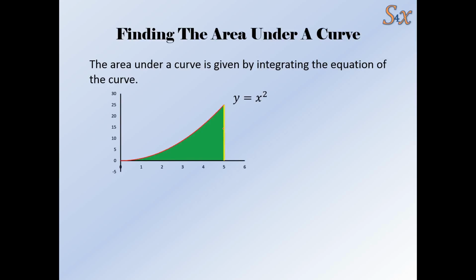To give you an example, here's a curve. This is y equals x squared. Say I wanted to find this green area here. Now it goes all the way from 0 up to x equals 5. Okay, say we wanted to find all this green area. This is how we'd find it.